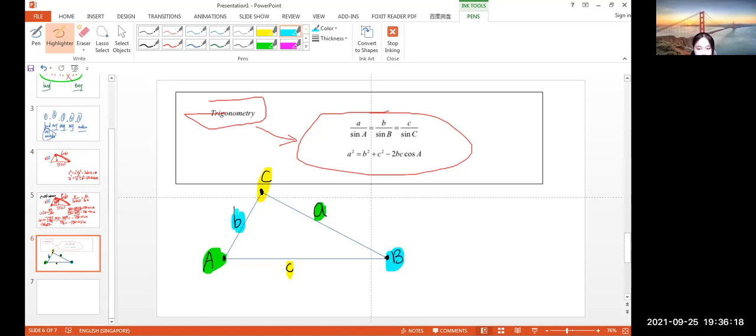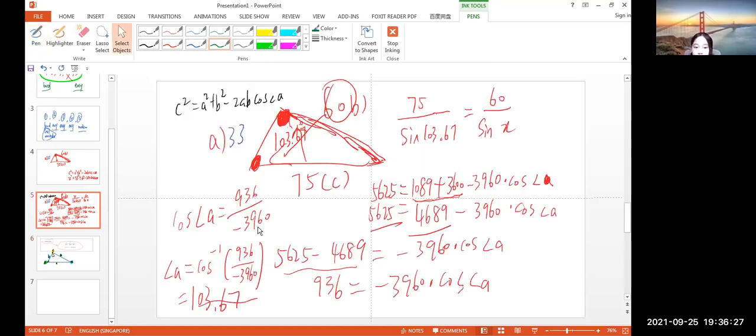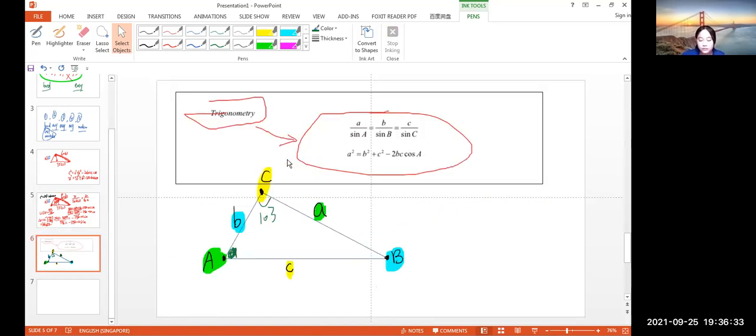Okay, so with this, just now the question, I'm finding this angle. I already found this angle just now. I remember 103 something, right? Yeah, 103.67. Can you see? So I need to find this angle now, right? Okay, so this is your angle A. Can you see? This is your angle A. Okay, good.